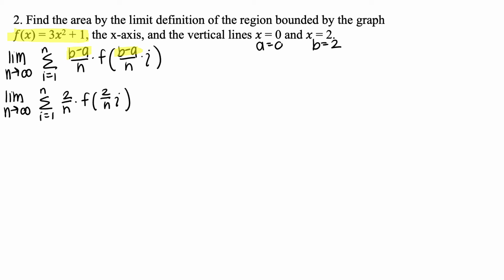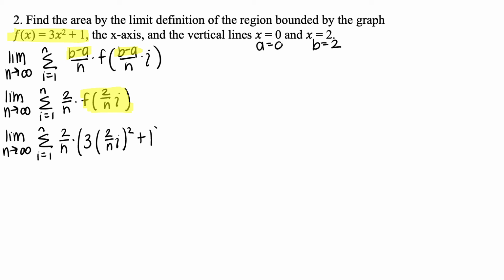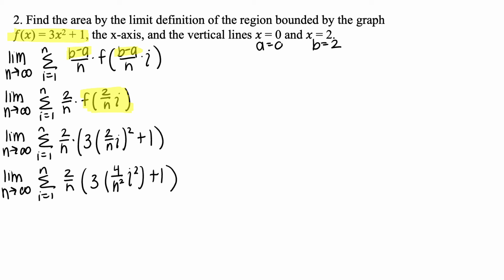From here, we want to take this out of this function notation and actually apply it in the function. So we can write this as the limit as n goes to infinity of the sum from i equals 1 to n, keeping our 2 over n times, our function is 3 times 2 over n i squared plus 1. And then we have to actually simplify that, so we keep writing the limit as n goes to infinity of the sum from i equals 1 to n. Keep our 2 over n, and let's write this as 3 times 4 over n squared i squared plus 1.